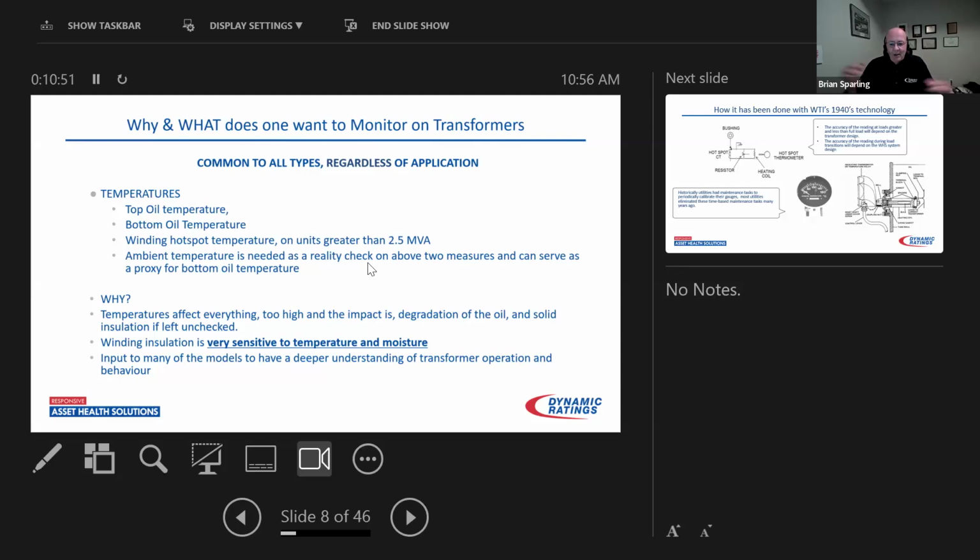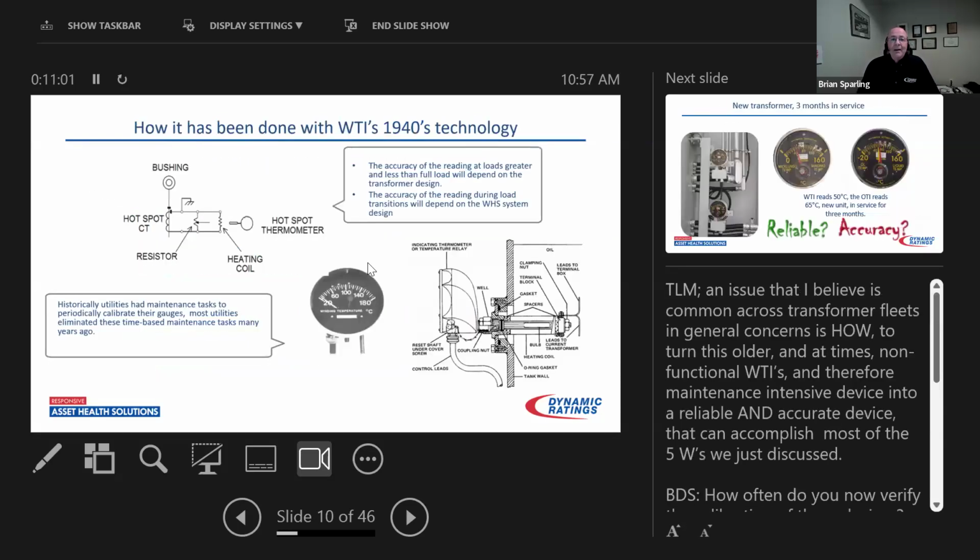And the input to many of the models, calculations that we do, temperature provides a deeper understanding of the transformer operation and behavior. And I use the word behavior quite often. And here's an example. Many of you recognize that gauge, the winding temperature simulator. It isn't designed back from the 1940s, which is what we've been using and still use today. It is a simulator. It doesn't measure directly.